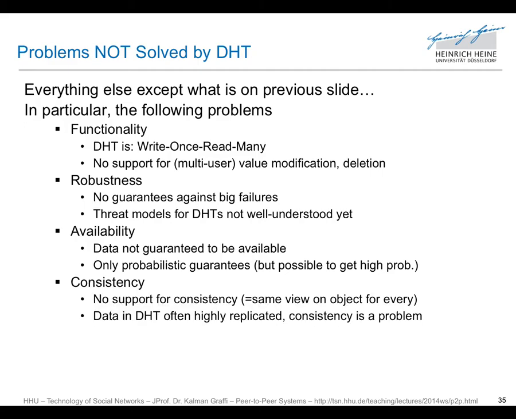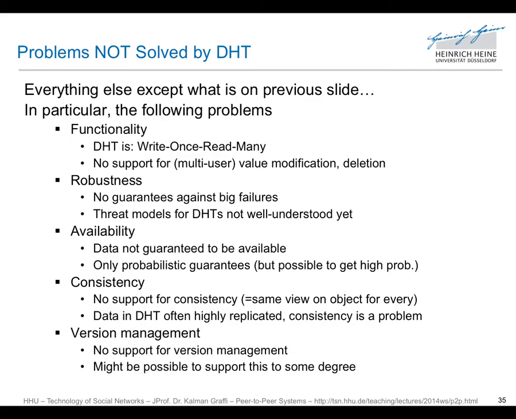Consistency, that's also a point. If we would have replication and we would have access from different points in the network, then they might reach different replication points, which is good. But if we update the data, so this is related also to the first point, then we also have to find all replication elements in order to make sure that everyone, if they search for one object, always gets the latest one and the same object.